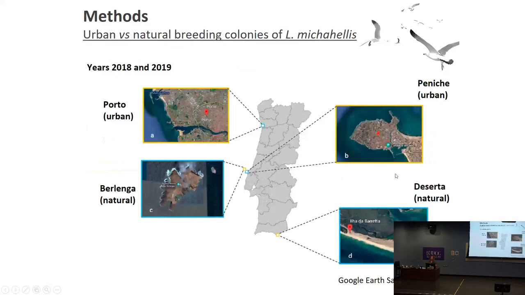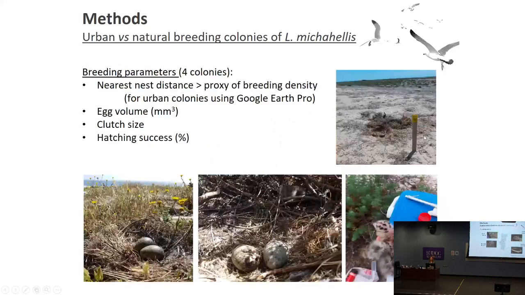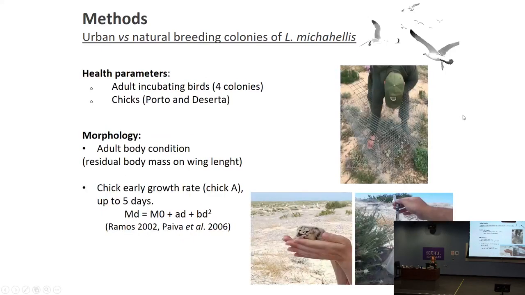To compare between the breeding colonies, we had two urban colonies, one in Porto, the largest one, and one in Peniche, and two natural colonies, one in Berlenga and one in Deserta. We had 2 years of data of breeding parameters: the nearest nest, egg volume, clutch size, and hatching success. We collected some health parameters of adults, including the body condition, and also for the chicks, the early growth rate of the first chick to hatch during 5 days.